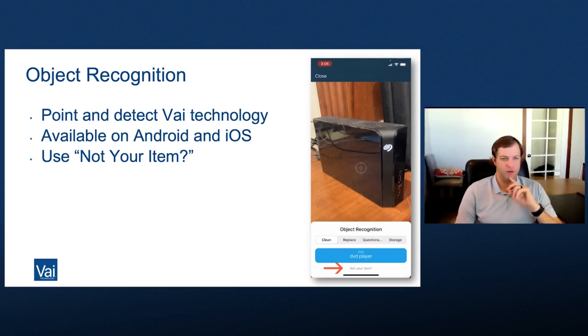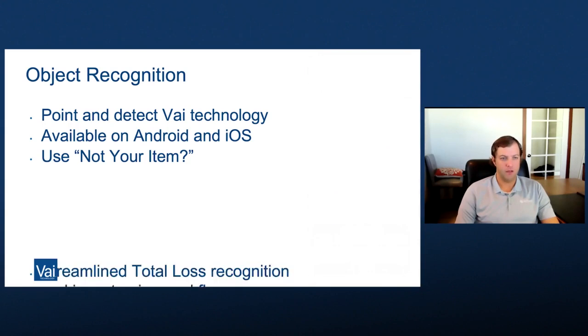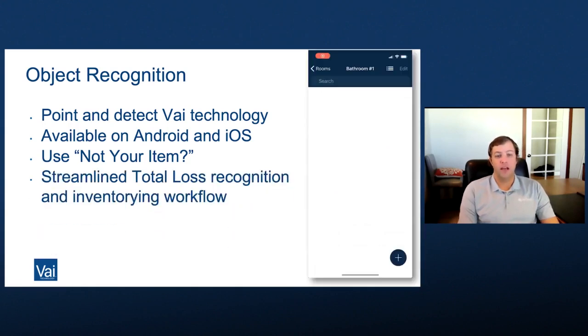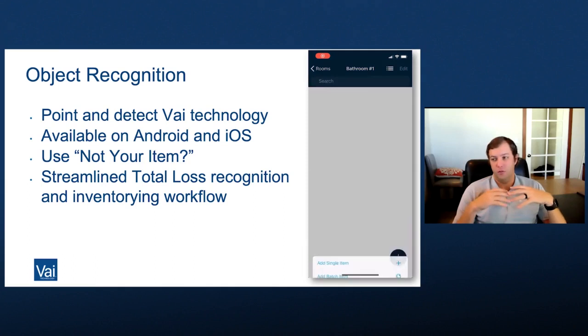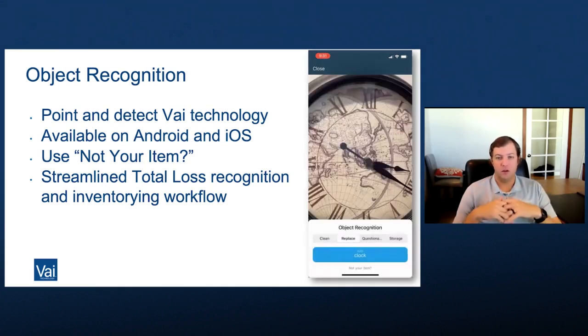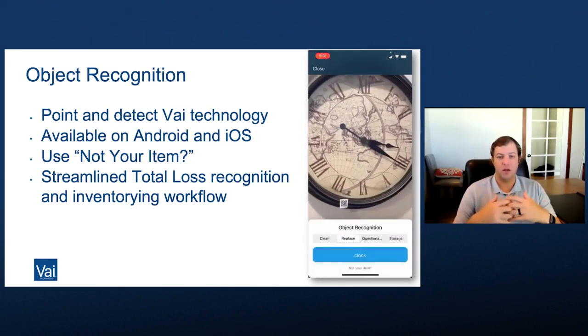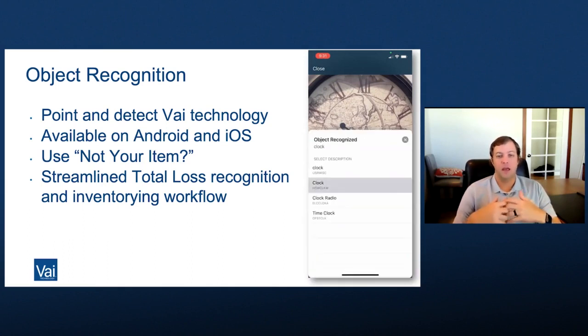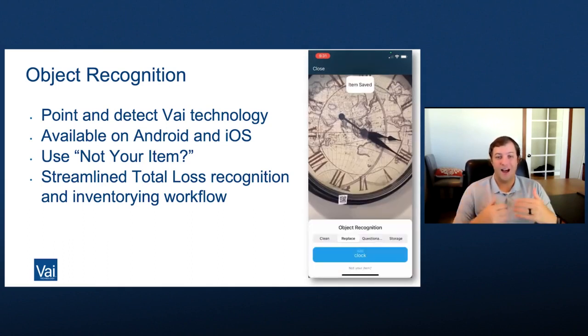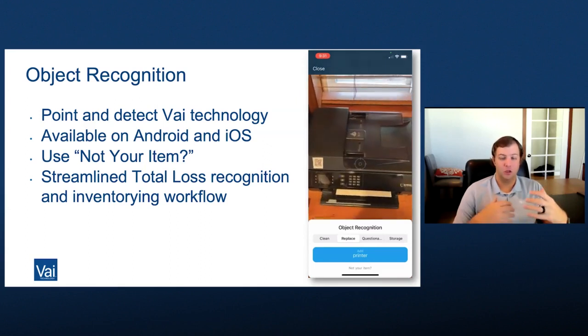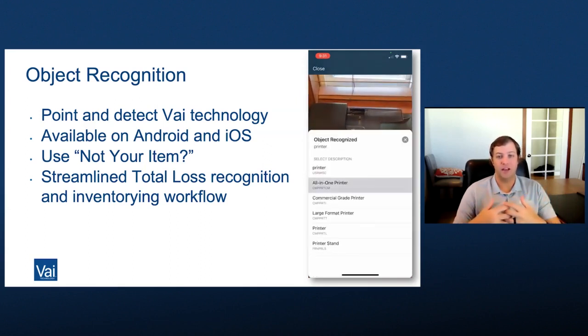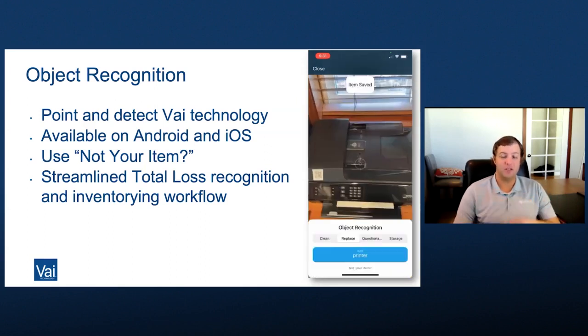Absolutely. Thanks, Brandon, for the feedback on that and the clarification. So the next thing is streamlined total loss recognition. What this does is if you arrive at a total loss site, you can still gather the inventory, all the replacement items, and tie those items that are recognized to a priceless item in exact contents.